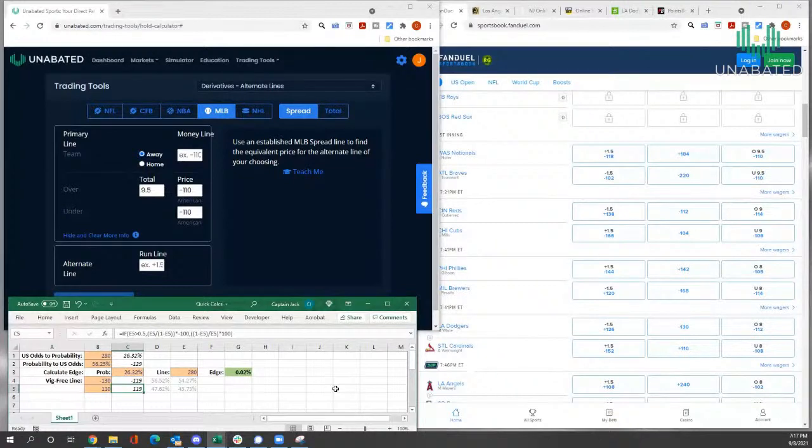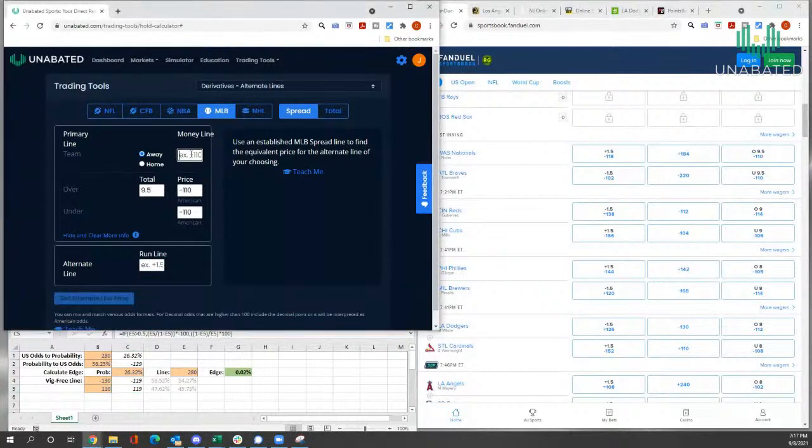This is called the additive method. The additive method is good enough. It's better than just slicing that number in half like a lot of people do. So all that said, minus 119 on the Dodgers is our VIG free line. And I'm going to put that into the trading tool here.